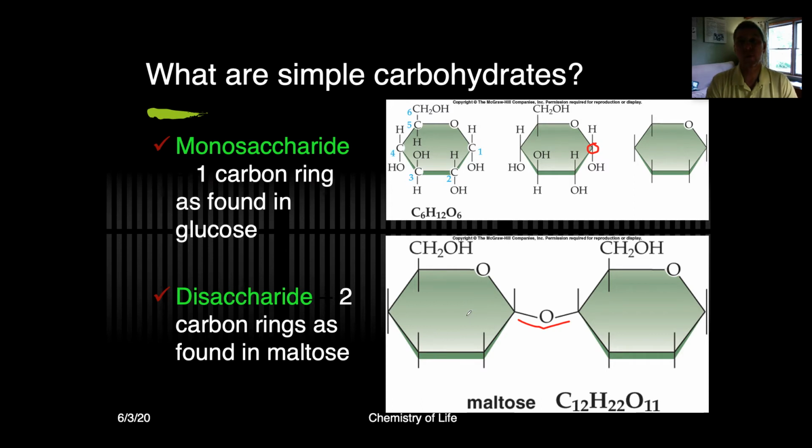The sugar that you put into your coffee in the morning, table sugar, that is a disaccharide called sucrose. And it's actually a combination of a glucose molecule and a fructose molecule. So it's got both of those monosaccharides tied together to form a disaccharide.